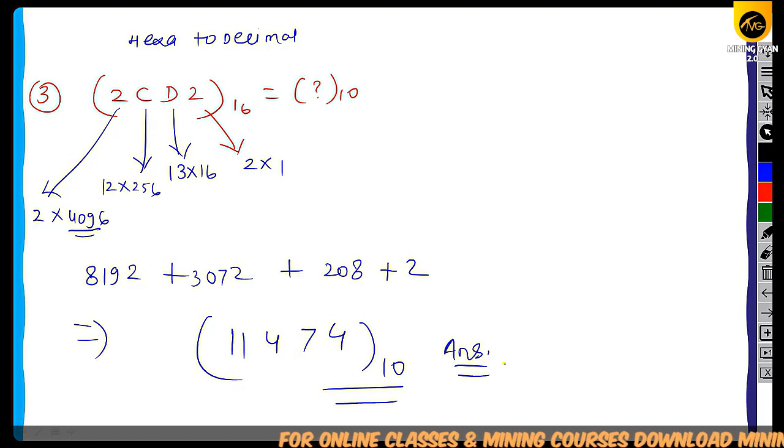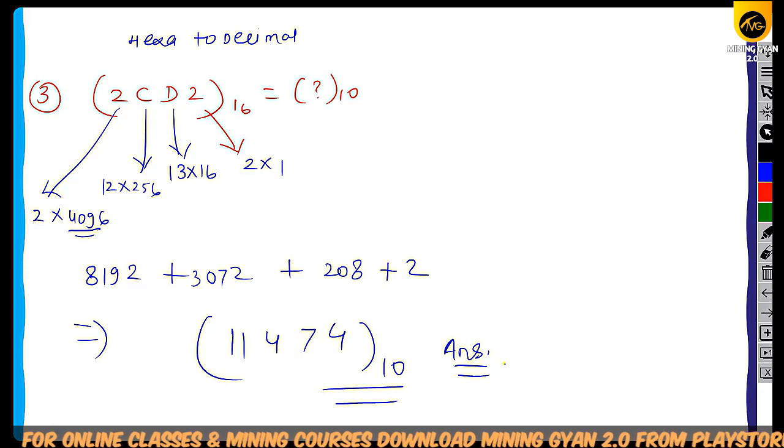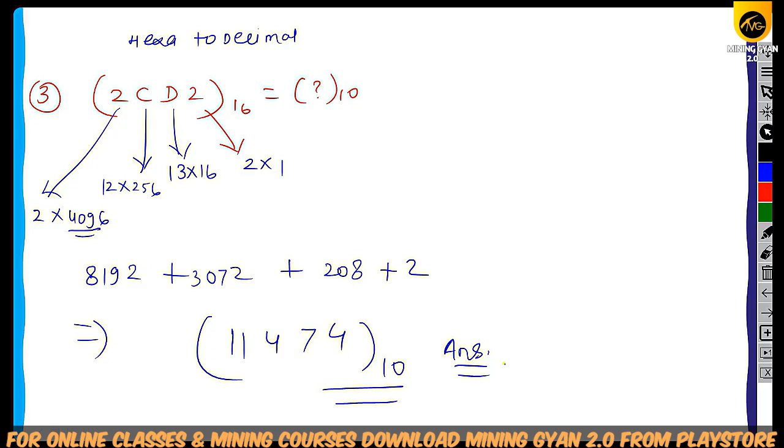Okay, so these are the examples of how to convert any number system into decimal. The most important thing: if you want to convert any decimal number into any other number system like binary, octal, or hexadecimal, then you have to follow the division method.